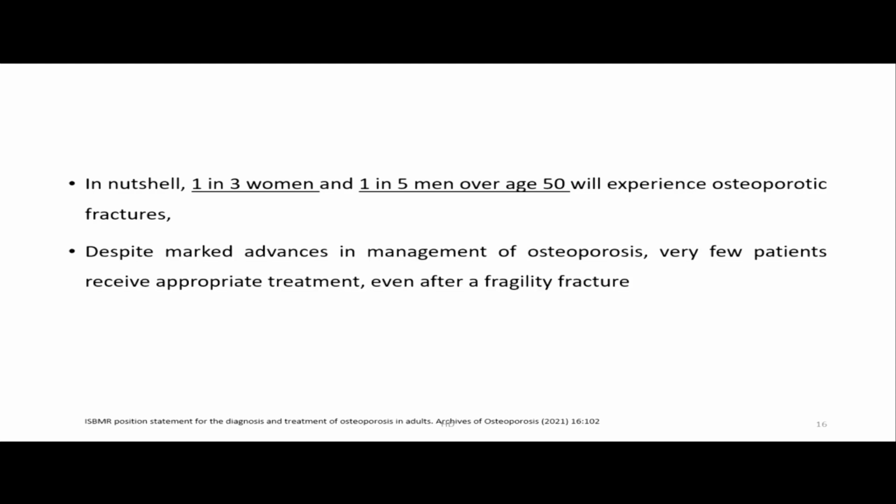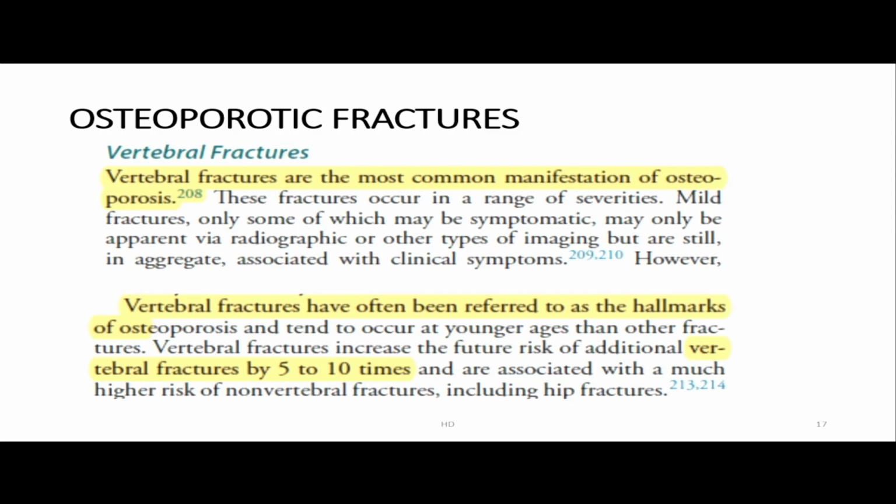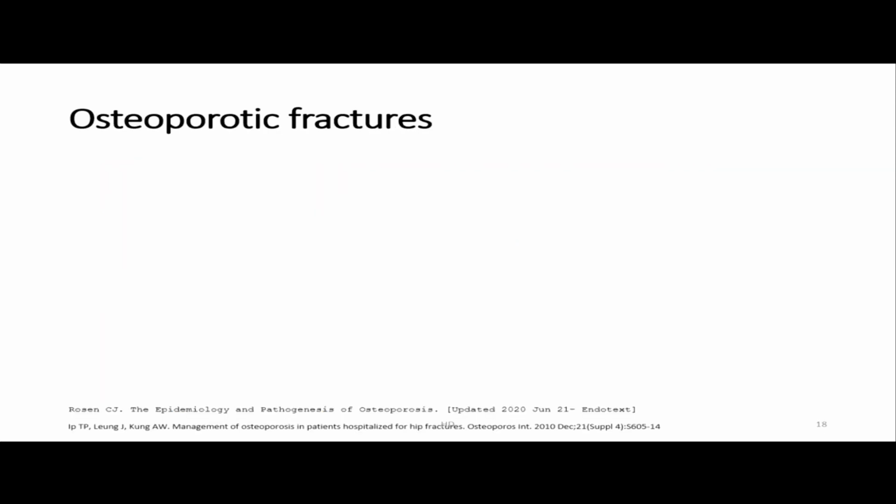Despite marked advances in the management of osteoporosis, very few will receive treatment. And the sad reality is that even after suffering a fragility fracture, treatment is less common. This gives the notion of a neglected endocrine disorder to osteoporosis. Now coming on to osteoporotic fractures, vertebral fractures are the most common manifestation of osteoporosis. They are the hallmark of osteoporosis. The other osteoporotic fractures include hip fracture, pelvis fracture, proximal humerus fracture, and distal wrist, that is Colles fracture.